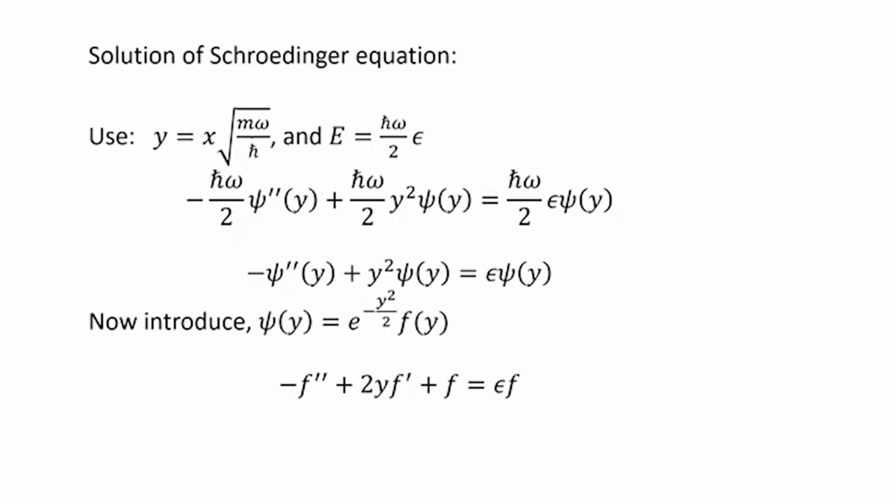So, we make a variable transformation from x to y, where we write y equal to x root over m omega by h cross, and E is equal to h cross omega by 2 times epsilon. We introduce this epsilon as the new dimensionless energy scale. If you do that and write psi in terms of y instead of x, it takes a form with minus h cross omega by 2 times psi double dash, which means d2 psi dy2.